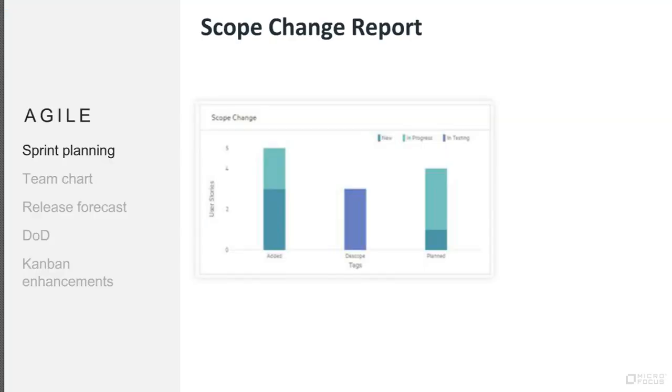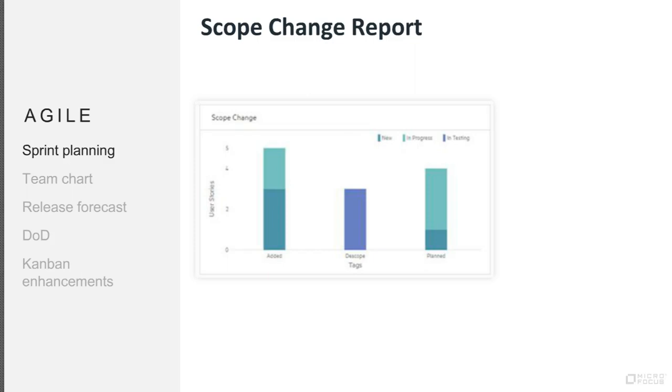So I will now drill down a bit into what we recently introduced in CP5, the scope change report, a report that shows the team what was planned in a sprint versus what was actually delivered and what happened during that sprint. So this is a very useful tool, especially for those of you practicing Scrum and doing retrospectives.